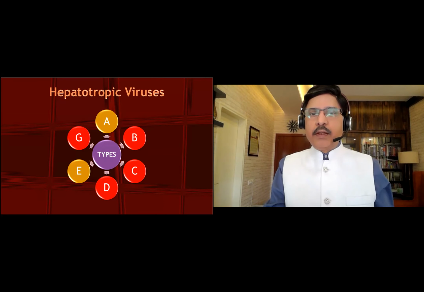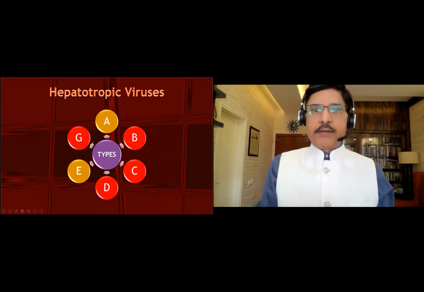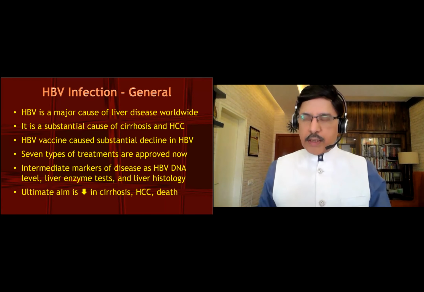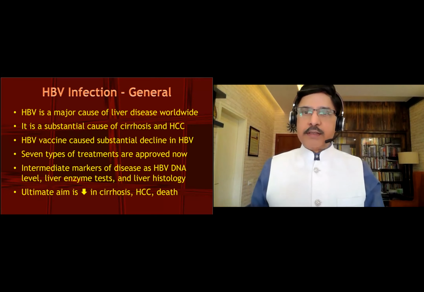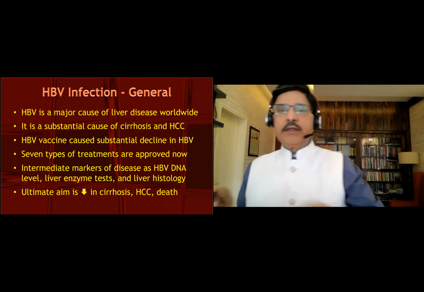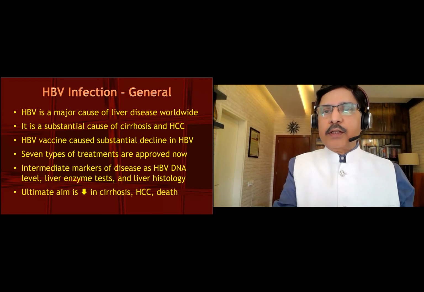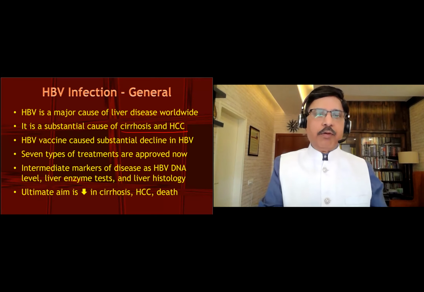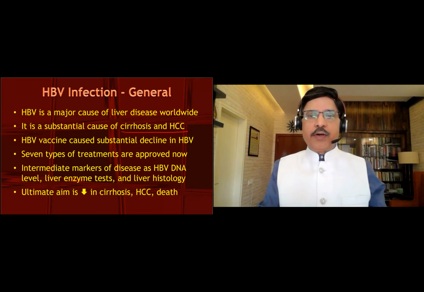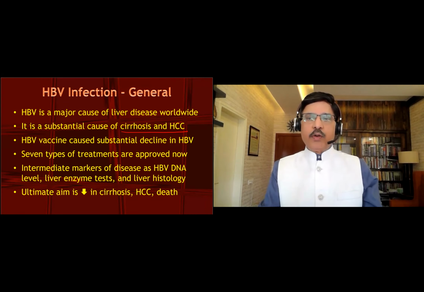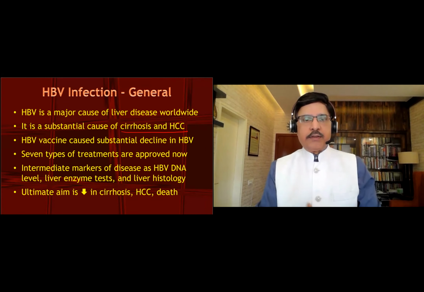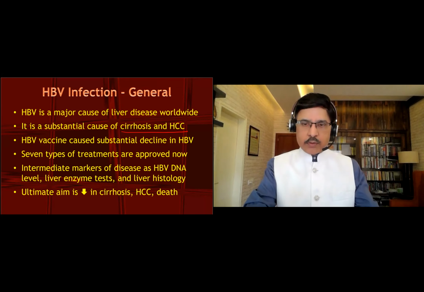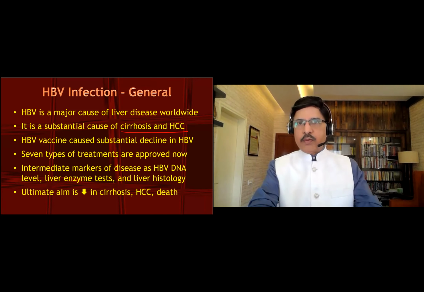So we are going to deal with hepatitis B today and not anything else. Okay, hepatitis B is a major cause of liver disease worldwide. All of you know, substantial cause of cirrhosis and HCC, hepatocellular carcinoma. That is the reason we need to be very careful to know this particular disease. And HBV vaccine caused a substantial decline in the HBV prevalence and incidence. And 7 types of treatments are approved as of now. We are not going to go into them now. Intermediate markers of the disease are available, and the ultimate aim is to decrease the chronic liver disease, cirrhosis, and hepatocellular carcinoma, and of course, death.